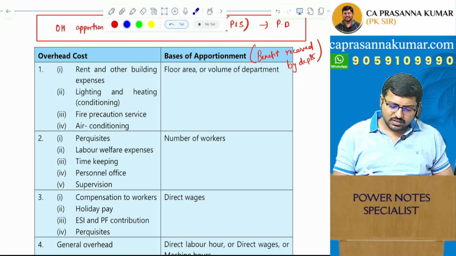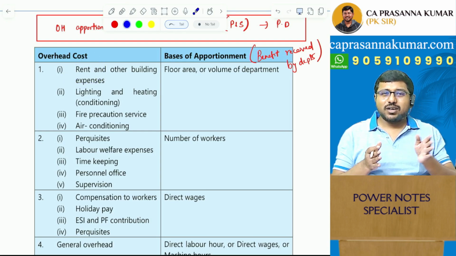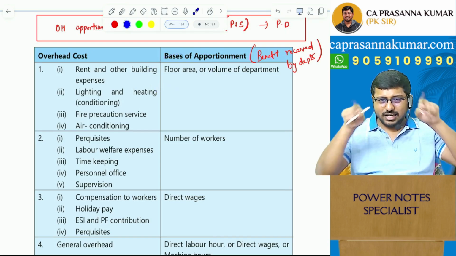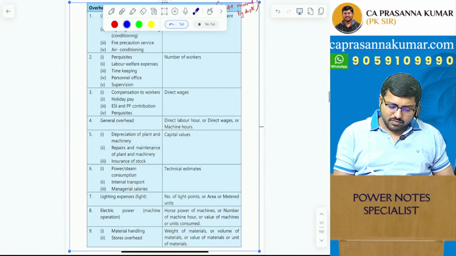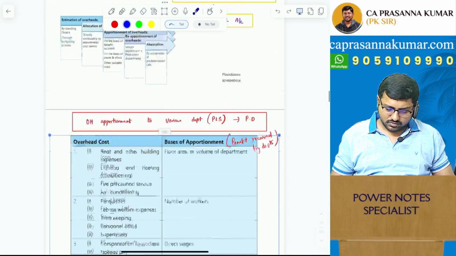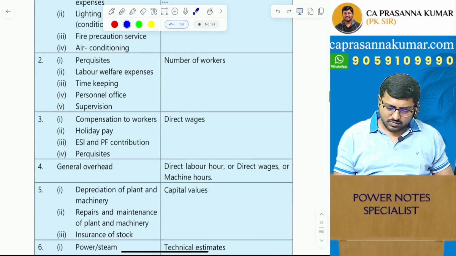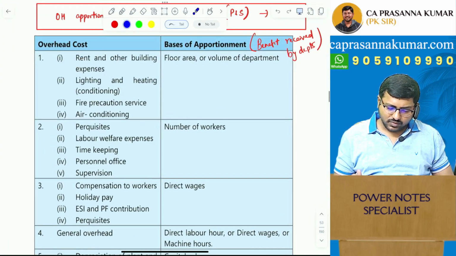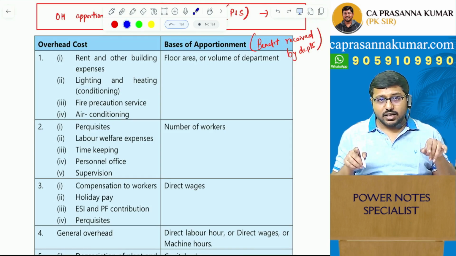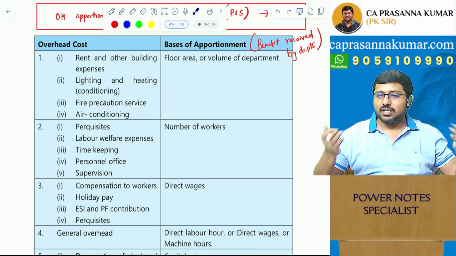So what's happening? Basically, rent obviously will be divided on what, Nana? What is the suitable basis? Floor area or volume of the department. That's also indirectly area only. Right. Lighting and heating, that is also depending upon the area, because the more the area, the more you need lighting and heating. The less the area, the less you need.